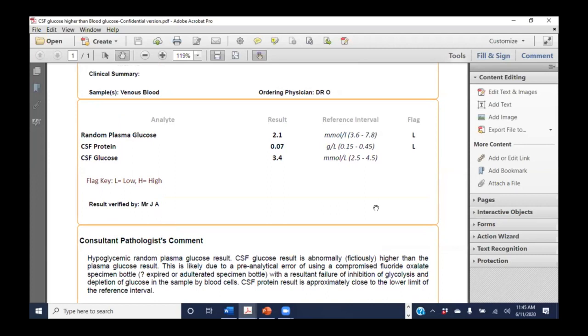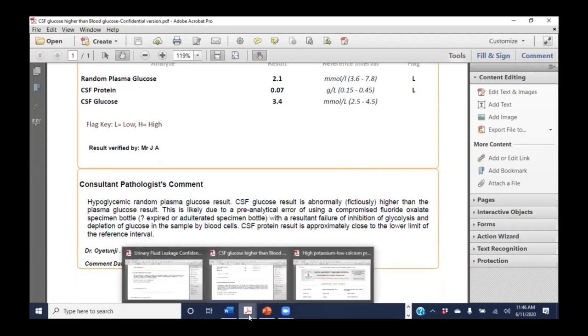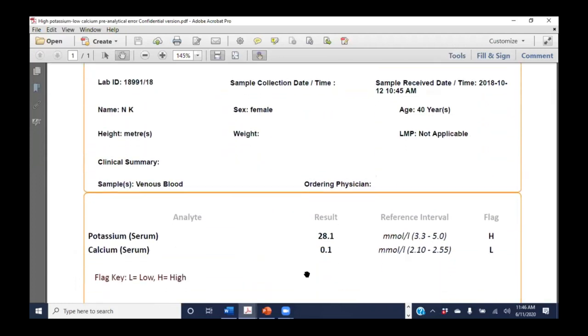So there was a problem. Of course, it was a pre-analytical problem. They used an expired fluoride oxalate bottle for the specimen, so it couldn't preserve the blood glucose level. CSF is not a simple transudate of the plasma. Ideally, it should not have a glucose higher than that of the plasma. It should be about two-thirds of that of the plasma. So we were able to troubleshoot, and CSF is a precious specimen. It's not a specimen you want to waste. But unfortunately, they had to go for another lumbar puncture to get another sample using the proper bottle that is not expired.